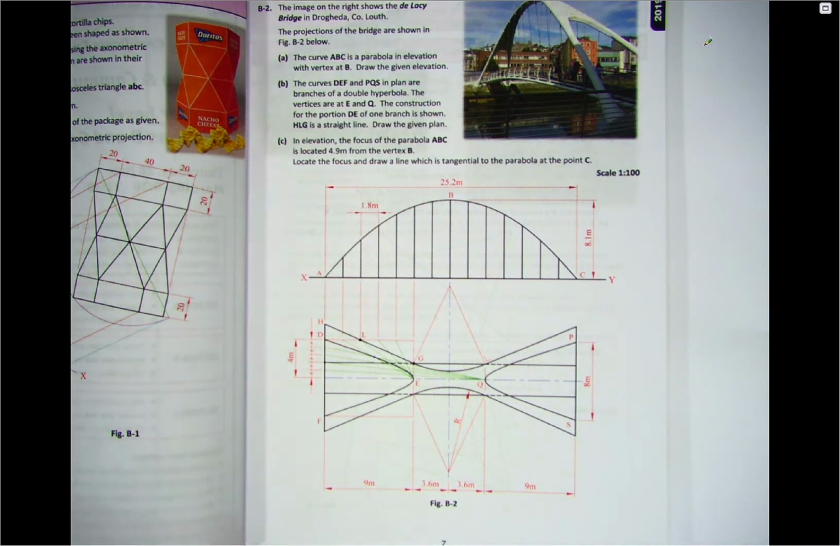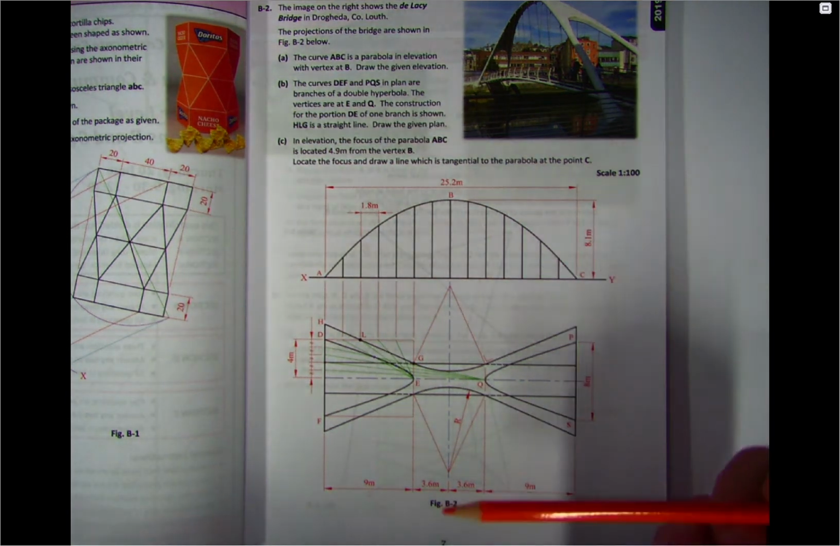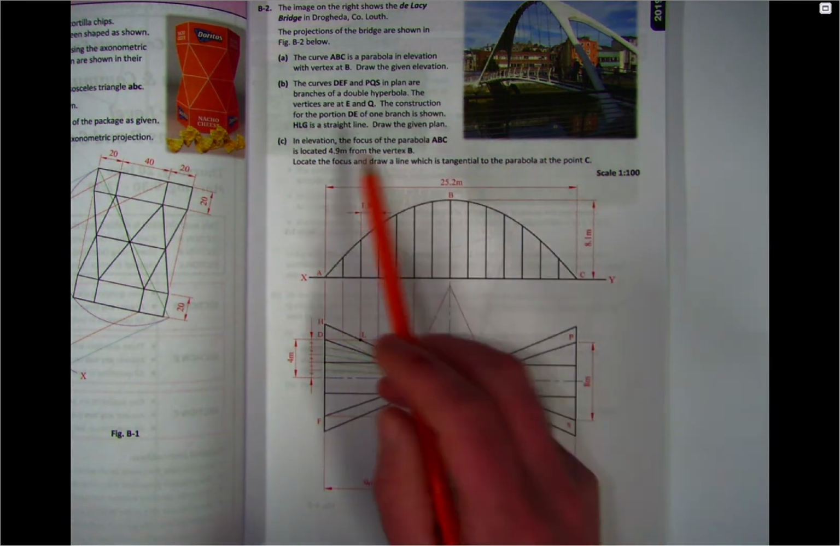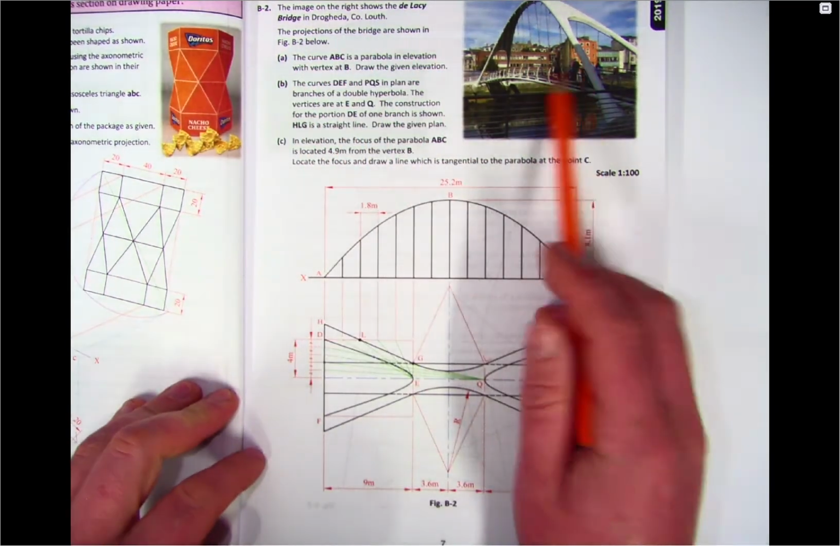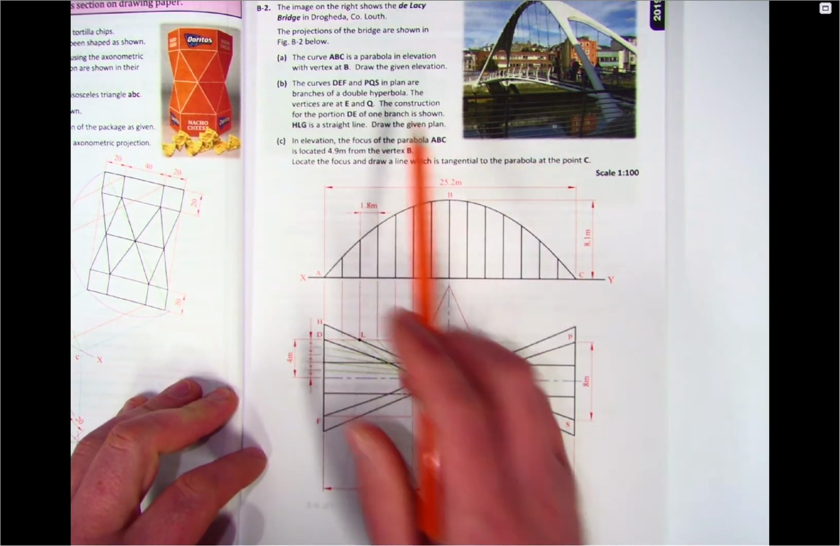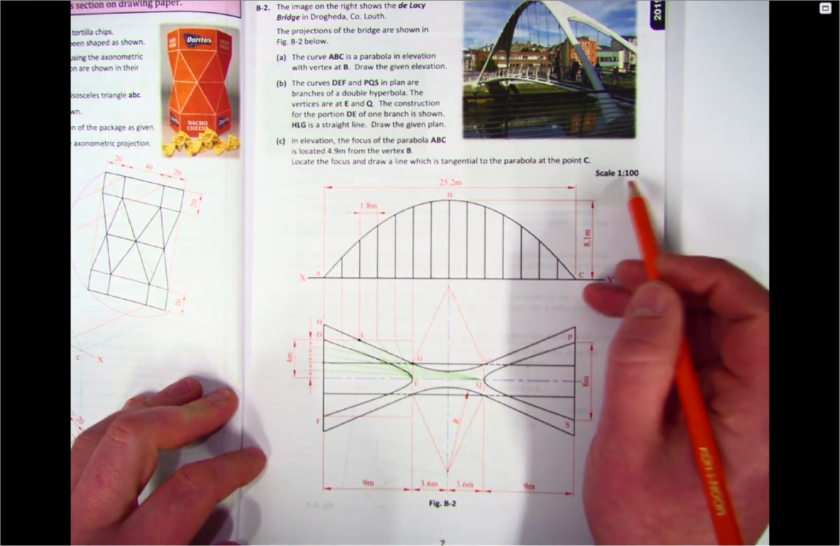Okay, so this is a 2019 higher level question. I have my exam papers here. This is an image of a bridge in Drogheda. So basically the first thing we need to do is look at the scale first. The scale is 1 to 100, so it's going to be quite easy.